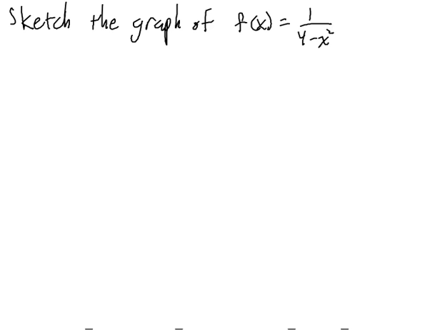Let's look at an example of sketching the graph of a function. So let's say our function in this case is f of x equals 1 over 4 minus x squared. Now the first step is to find the domain. Well, for this rational function, the main thing is we cannot have any values which will make our denominator 0.